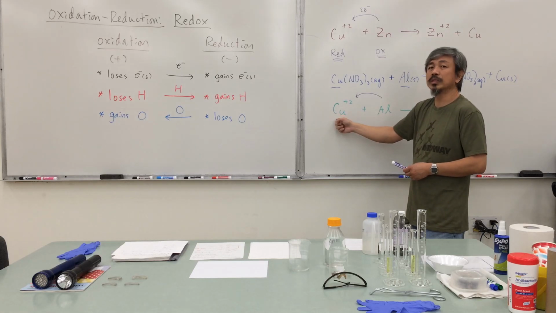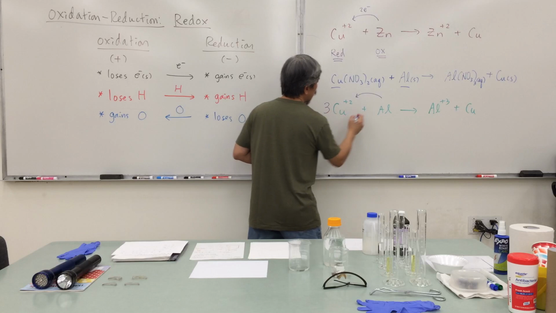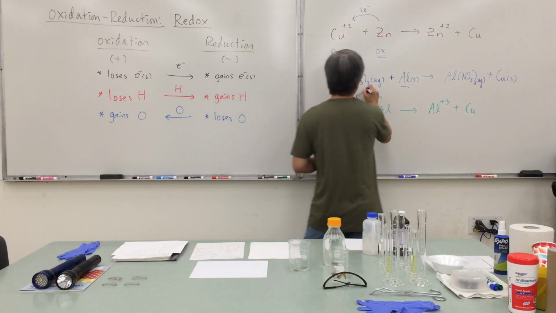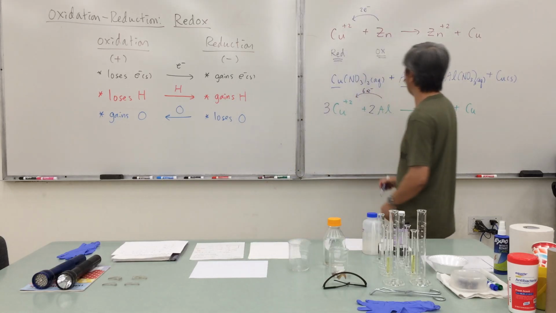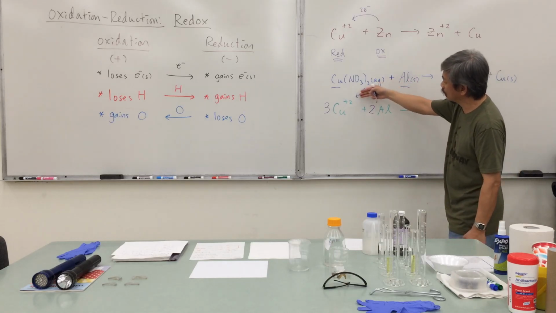Here, this is only going to receive 2. So the idea is that I'm going to need a 3 in front of here and a 2 in front of here, so that I transfer a total of 6 electrons over. So that means 2 of the aluminum, each giving up 3 electrons, will give up 6 electrons.